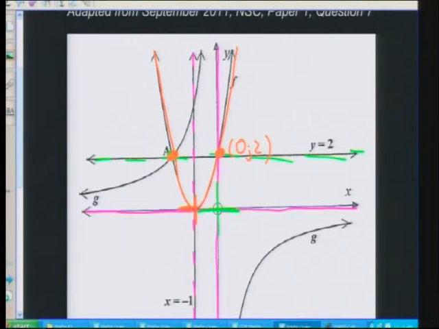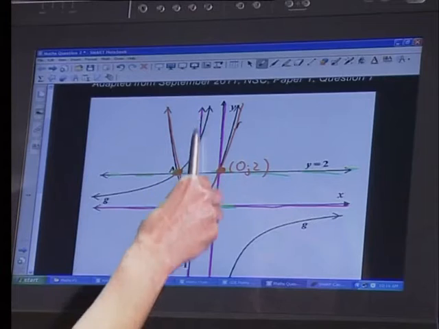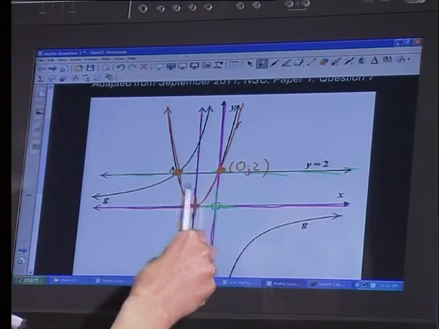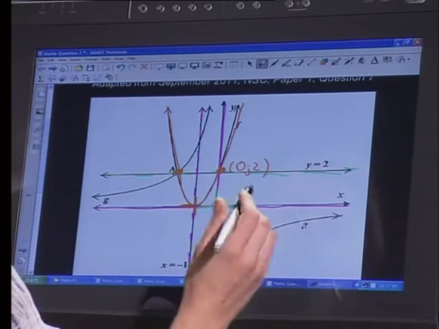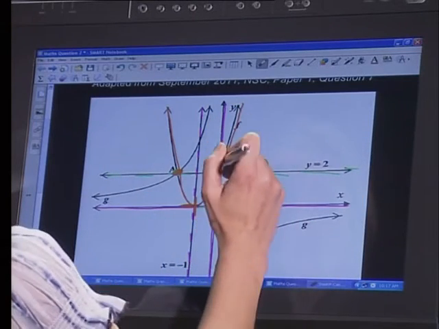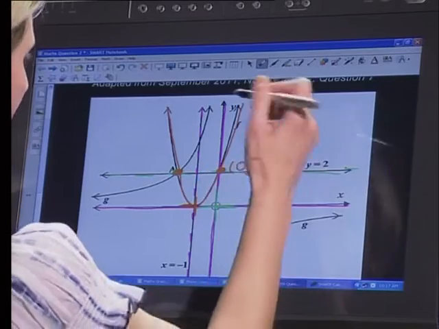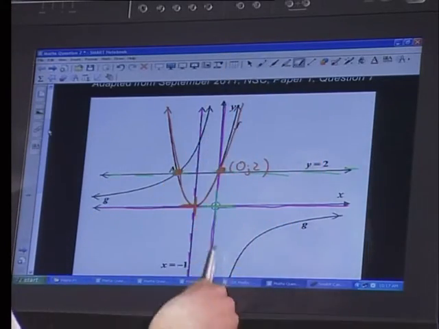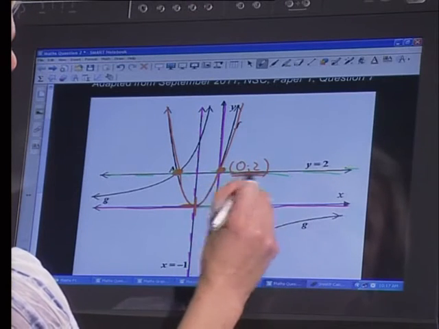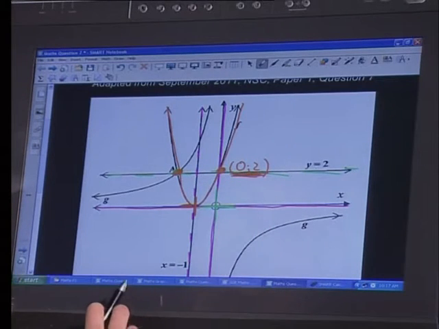There's our parabola. The line x is equal to -1 is the axis of symmetry of the parabola, and this is the line y is equal to 2, which means that the y-intercept of the parabola, now please try not to get as confused as I was. This is the y-axis. The y-intercept of the parabola is at (0, 2).